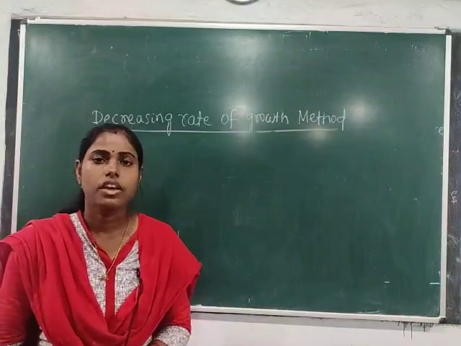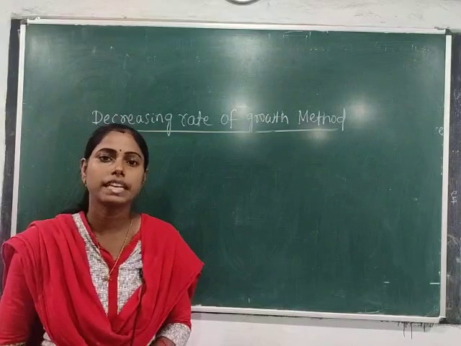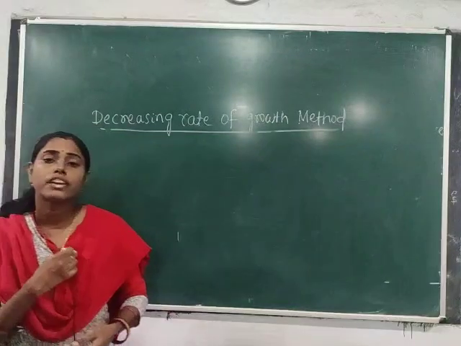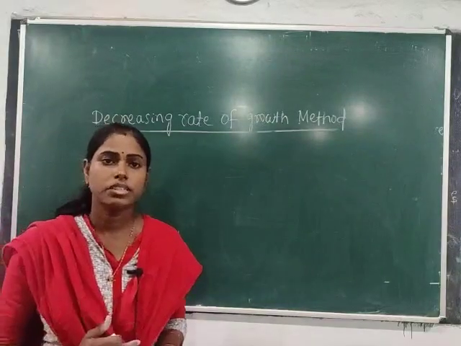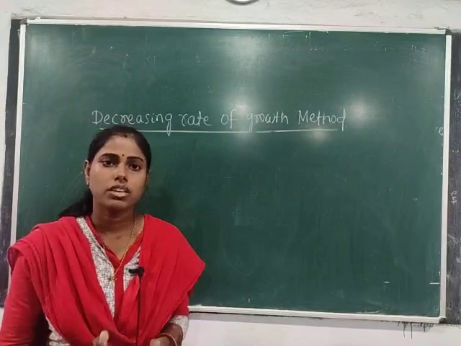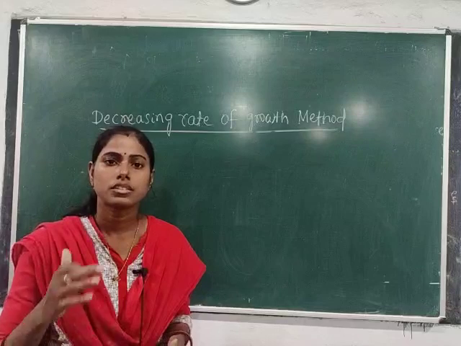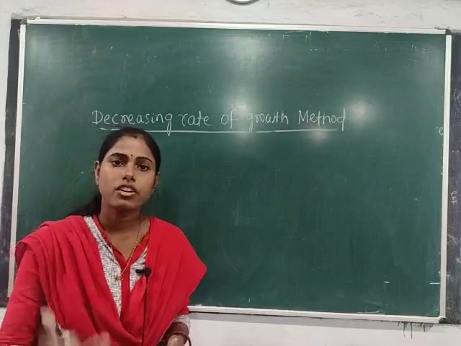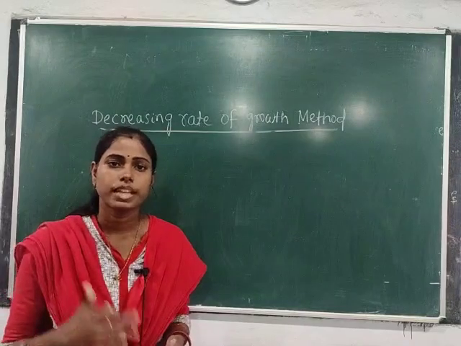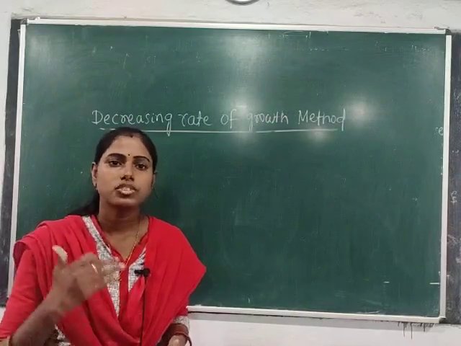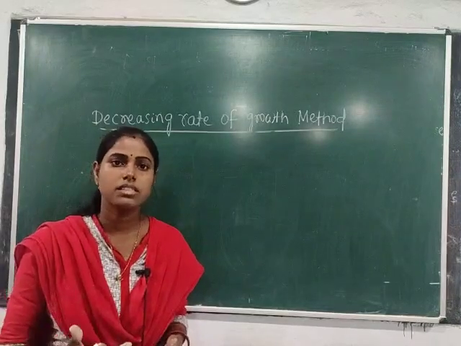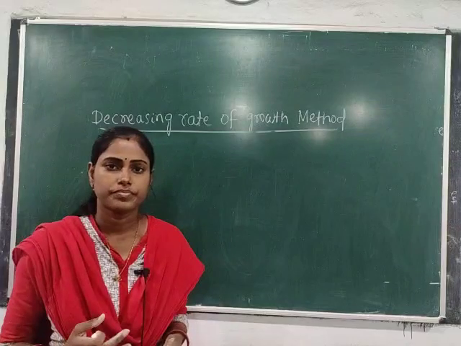In the last class we discussed the incremental increase method of population forecasting, and today we are going to discuss the next method, that is the decreasing rate of growth method. This method is suitable for cities where the rate of growth is in a downward trend. That means the percentage increase in population goes on reducing as the cities reach towards saturation.